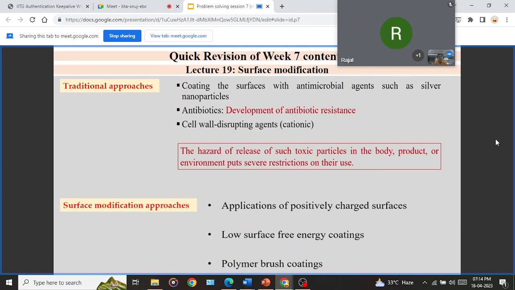So various traditional approaches of surface modification are present, like coating the surface with antimicrobial agents such as silver nanoparticles. So if we coat the surface of the biomaterial with various antimicrobial agents including silver nanoparticles, what will it do? It will not allow any microbe to get adhered to the surface of the biomaterial. Other than that, antibiotics can be used. Or we can use cell wall disrupting agents which are cationic in nature.